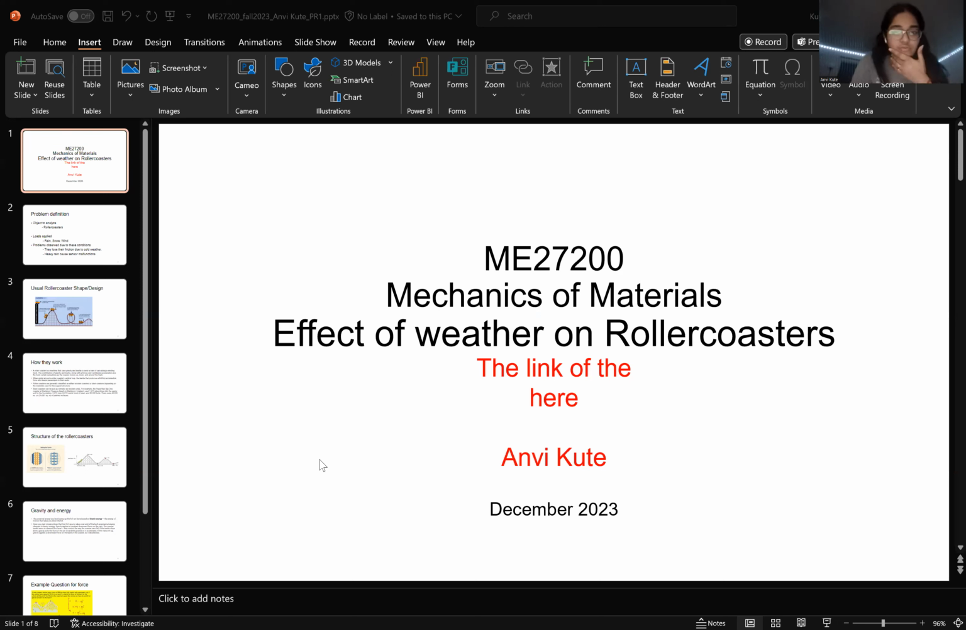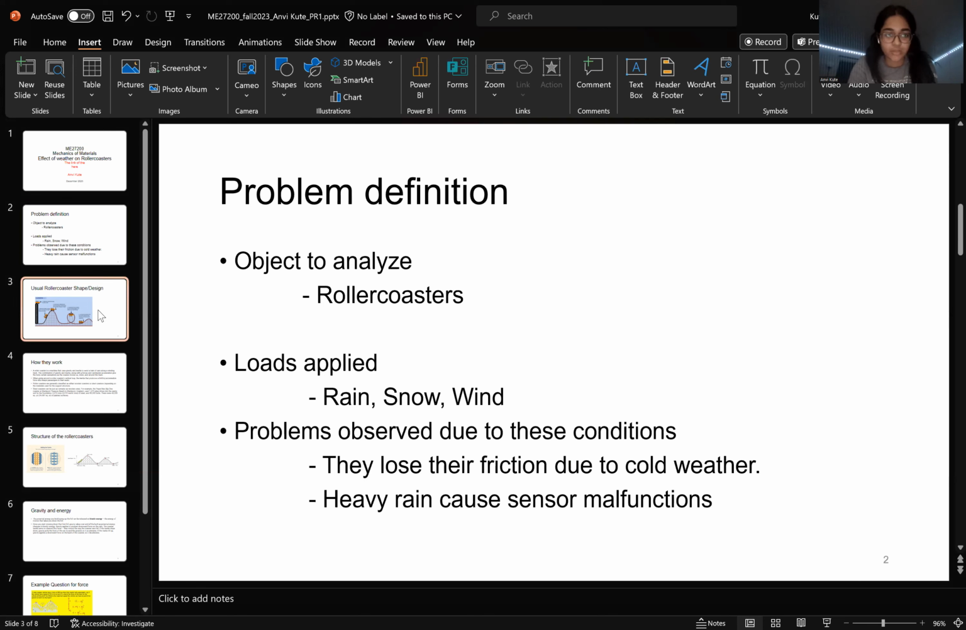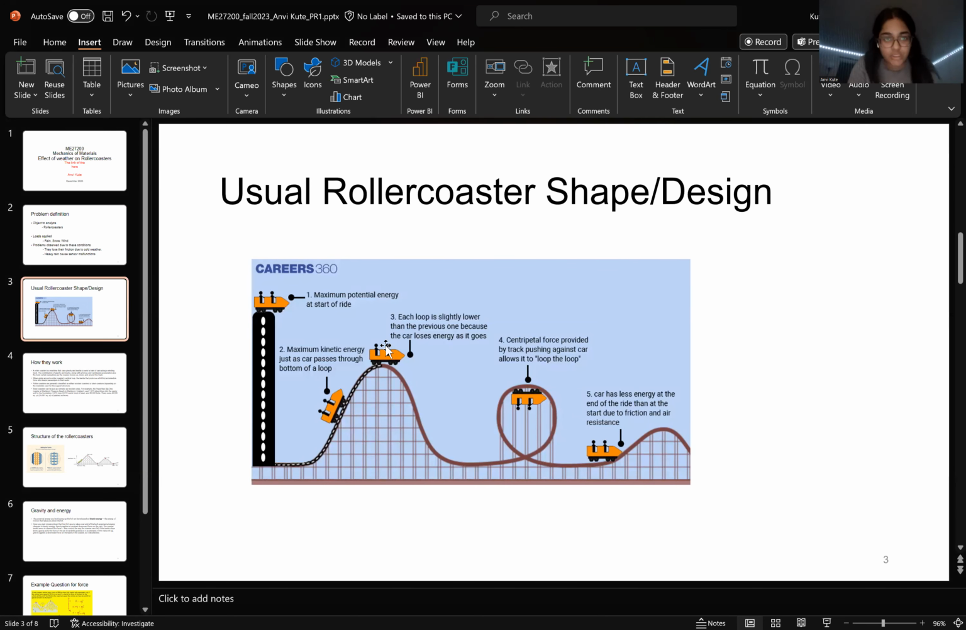So for this mechanics of materials PR2, we did effect of weather on roller coasters. The problem definition was discussed in PR1. As you can see, the roller coaster shape and design usually have this kind of a structure.